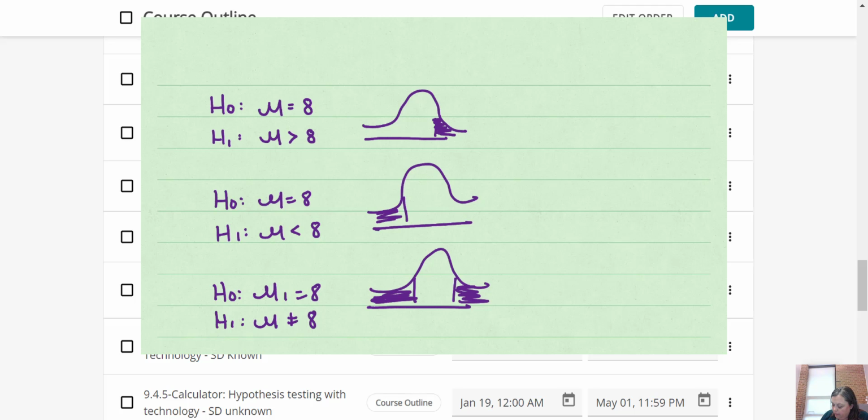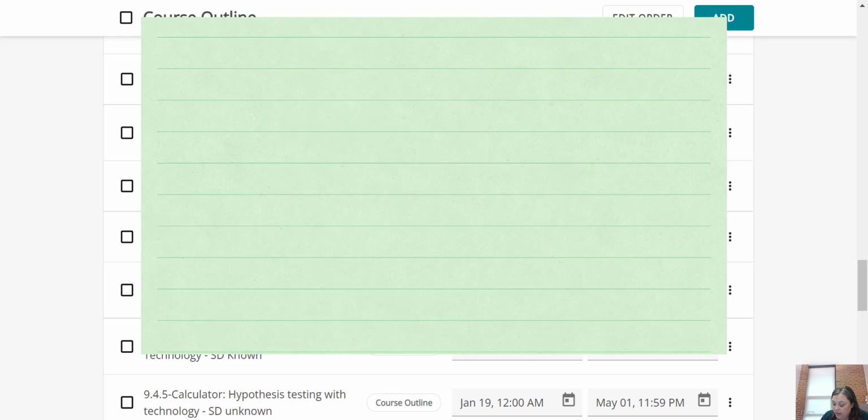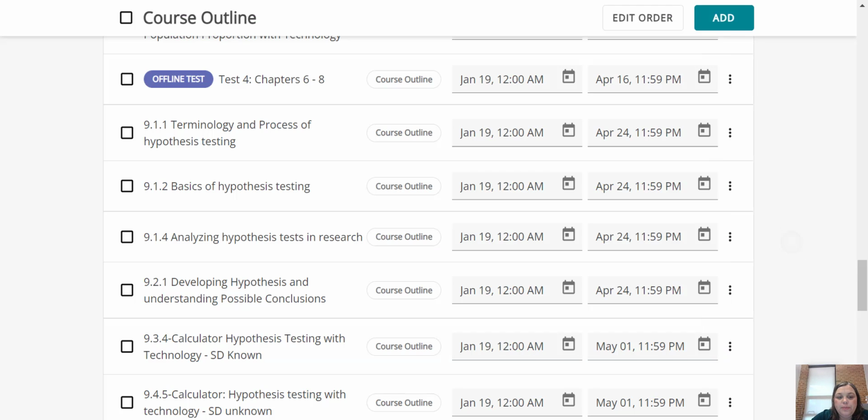a type 1 error is an error. You make the wrong decision, basically. But the decision you make is based off of you rejecting the null. So type 1 is when you reject the null, and it's a mistake. It's an error. Type 2 happens if you make a mistake, and that mistake is failing to reject the null. Okay, so if you can keep that straight, that's going to help you with this section here.